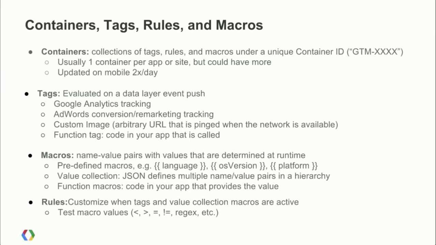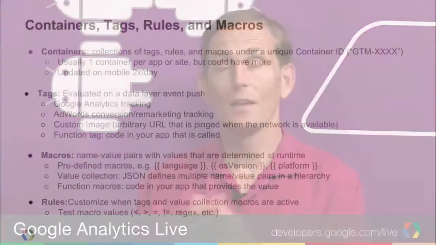Other possibility, maybe you have some backend that you're using and you want particular URLs to be hit when certain things happen in your application. That's the idea of a custom image. So you're actually, in the UI, building up a URL, and that URL is going to be retrieved. We'll do an HTTP GET on that URL, again, when an event occurs that matches the rule for that tag.